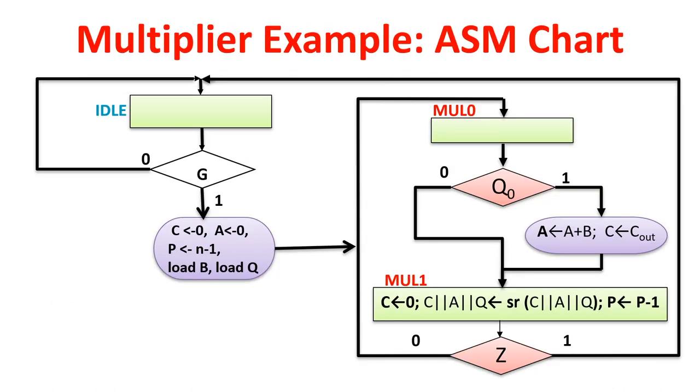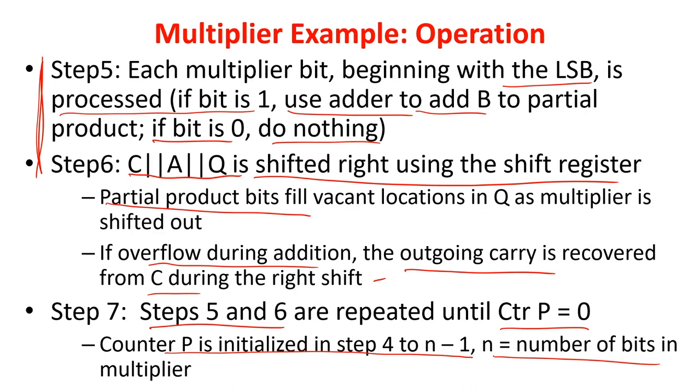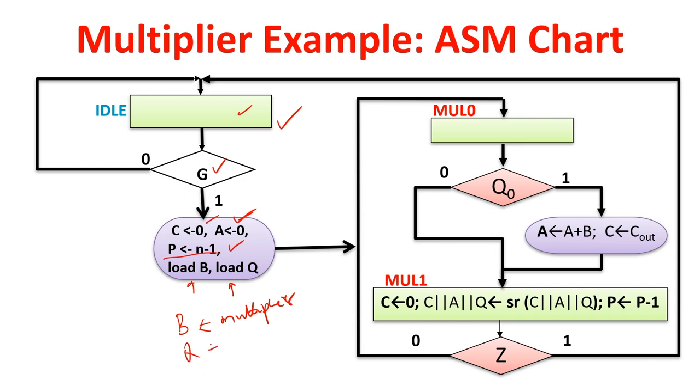And if you look at the ASM chart, initially our machine will be in the idle state. Whenever it gets a go signal or start signal from the external world, it initializes A, the partial sum, then initializes P, the counter, since you are multiplying n bit numbers, P is initialized to n minus 1, and then loads B and Q. So, what gets loaded? Q gets the multiplier, and B gets loaded with the multiplicand.